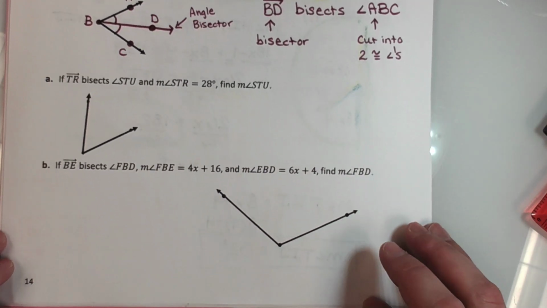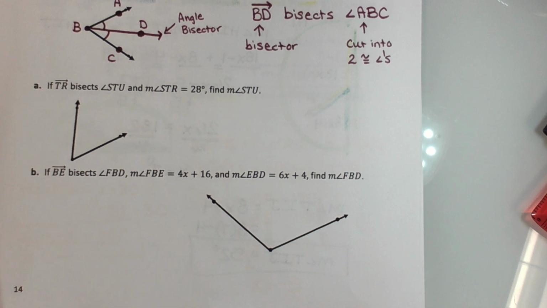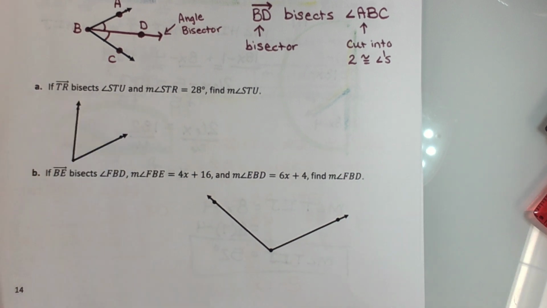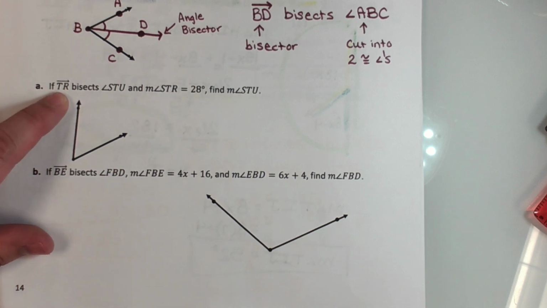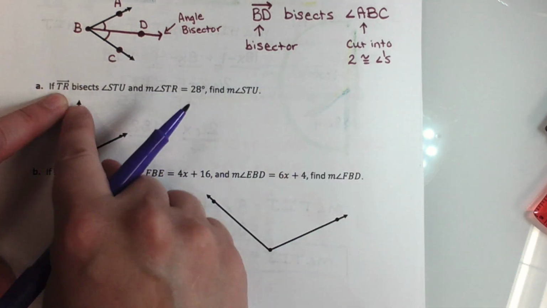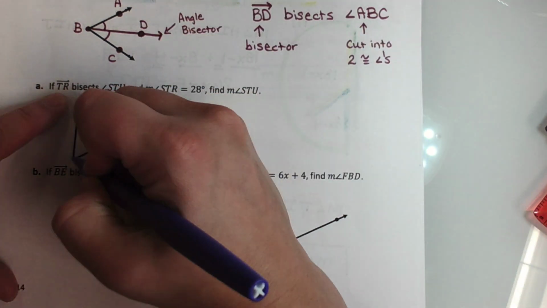Okay, so you're going to see some instructions today that say things like this. If TR bisects angle STU and the measure of angle STR equals 28 degrees, find the measure of angle STU. So, with this, generally speaking, you're going to want to draw yourself a picture. TR is the bisector. That's the thing that goes through the middle of the angle. And I gave you an angle to start with to make it easier.